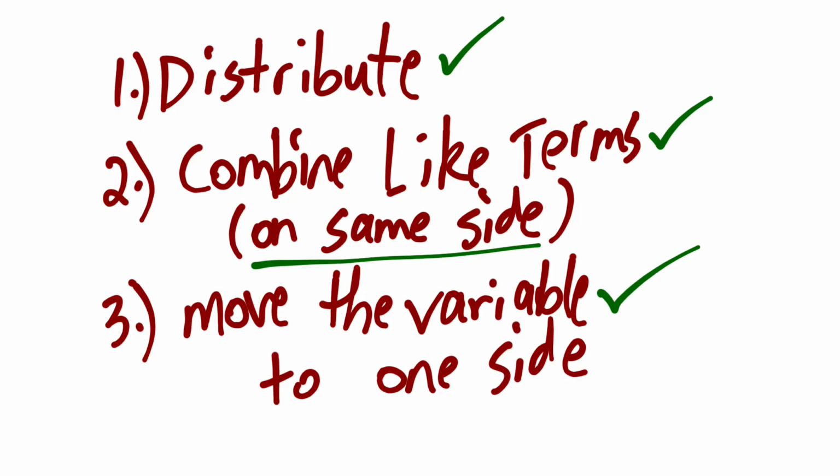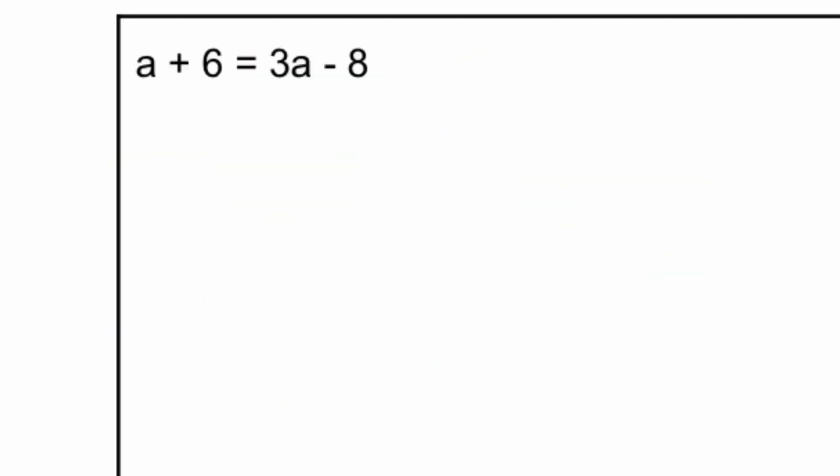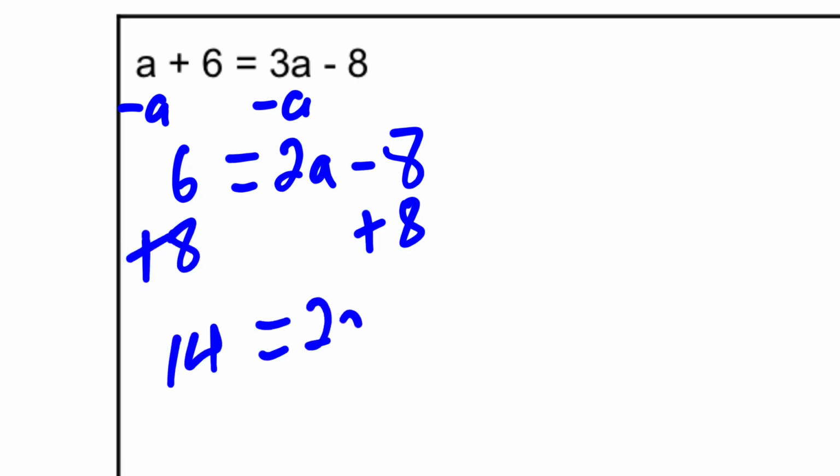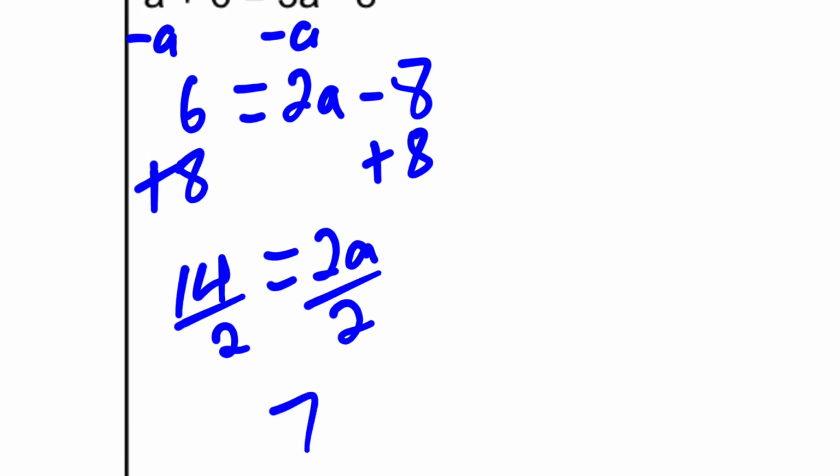So if we see x's on both sides, we have to address that first. There's nothing to distribute, no like terms to combine. I'm going to subtract a from both sides. I'm left with 6 is equal to 2a minus 8, and now I'm at a two-step equation. Just like before, I can add 8 to both sides, and then I can divide by 2. And I get 7 is equal to a.